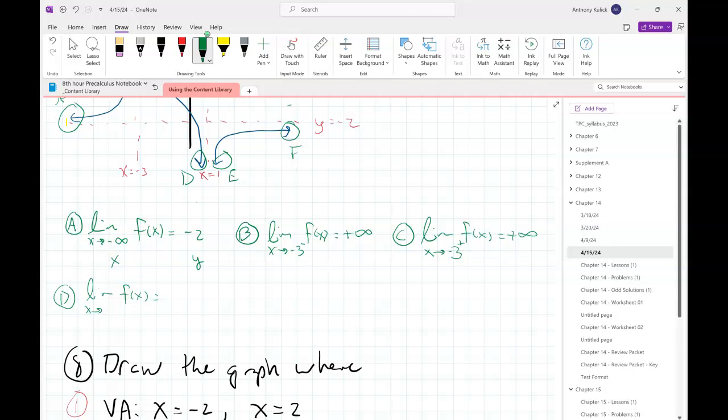Okay, let's look at D. What x value is this pointing to? 1, I heard. That's correct. And then I need the negative superscript because it's the left side of 1. And what y value is it pointing to then? Negative infinity because it's going straight down. Excellent.